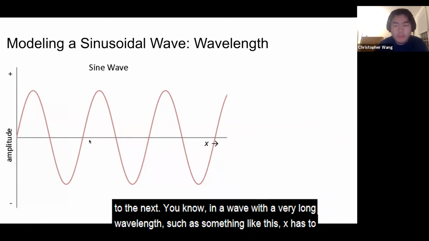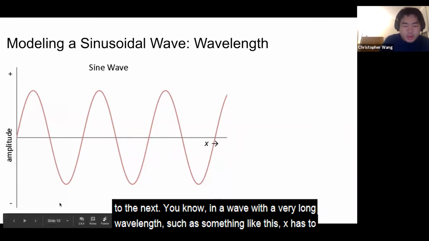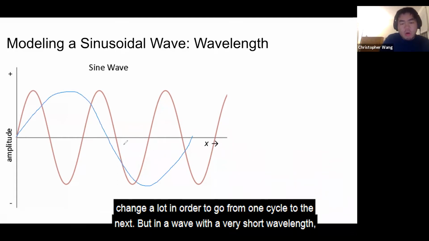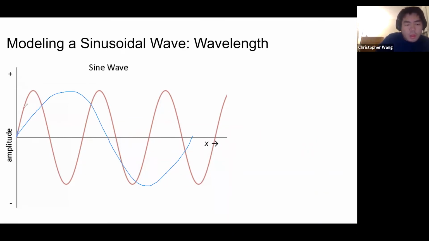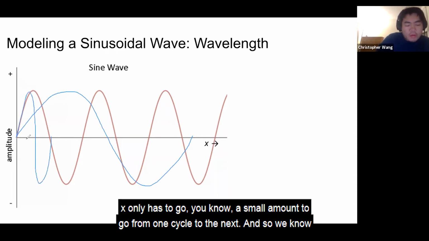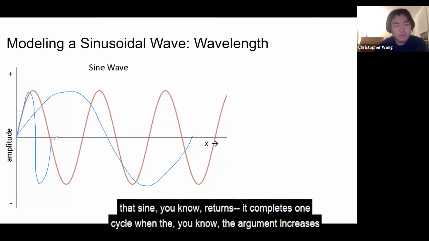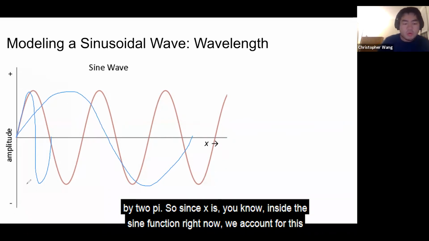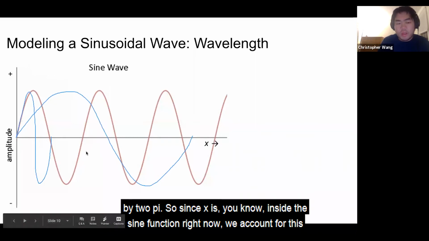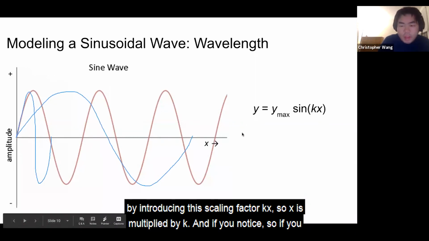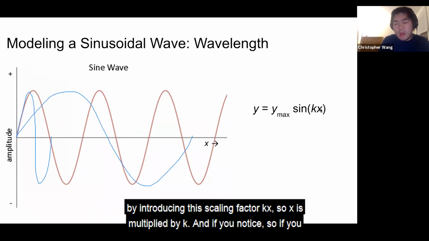In a wave with a very long wavelength, like something like this, x has to change a lot in order to go from one cycle to the next. But in a wave with a very short wavelength, x only has to go a small amount to go from one cycle to the next. And we know that sine completes one cycle when the argument increases by 2 pi. So since x is inside the sine function right now, we account for this by introducing this scaling factor k. So x is multiplied by k.